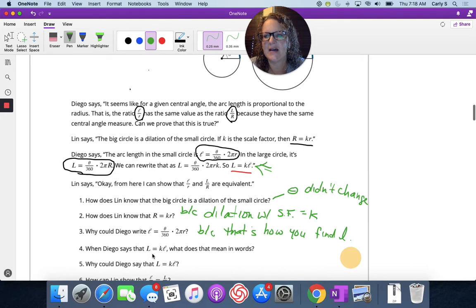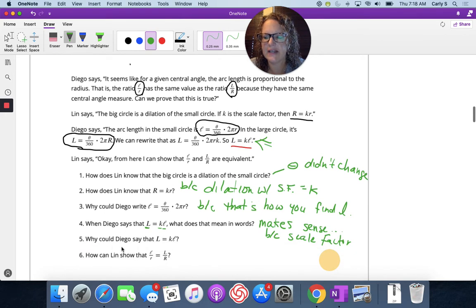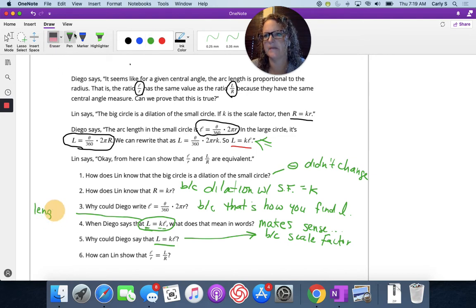When Diego says that big L is equal to K times little l, what does he mean in words? Well, the length of the big arc is equal to the scale factor times the length of the little arc. Okay, that makes sense. We're going to prove it algebraically, but that makes sense because of the scale factor. Why could Diego say that? Okay, what he means in words here, I guess I should be clearer, is the length of big L is the scale factor times little l.